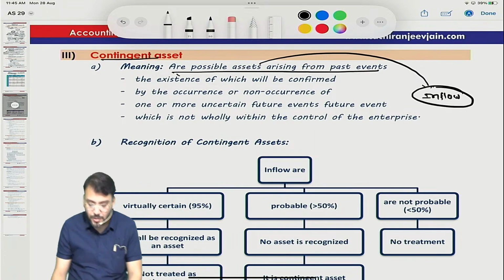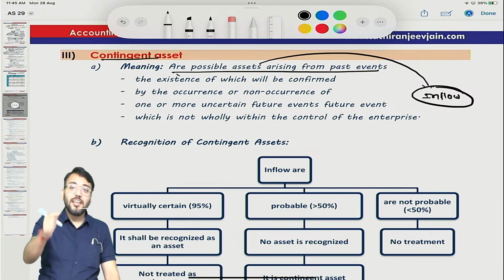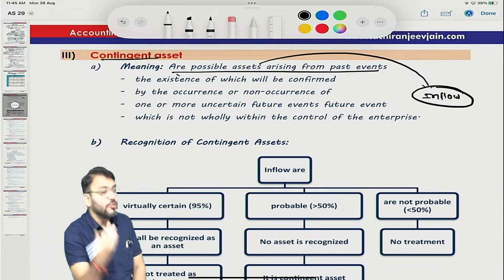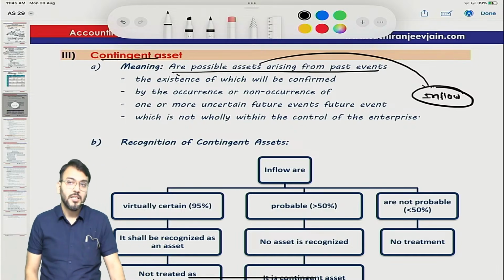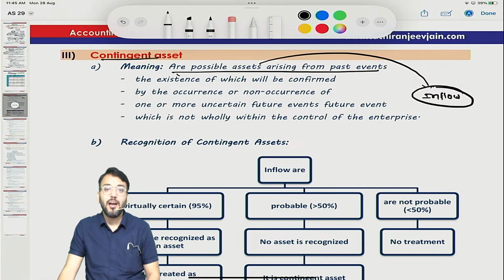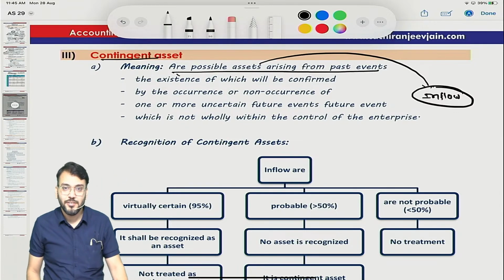So it is a possible asset arising from past events, the existence of which will be confirmed by the occurrence or non-occurrence of uncertain future events which are not within the control of the entity. Correct?